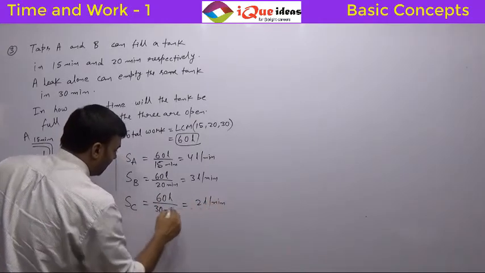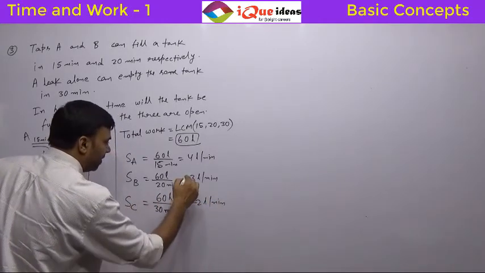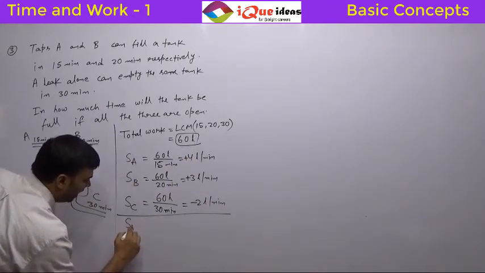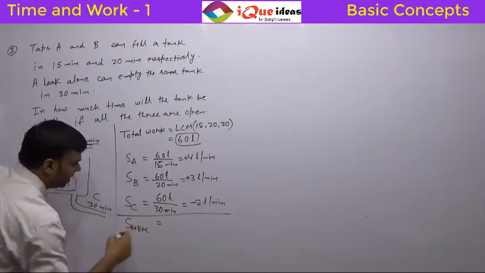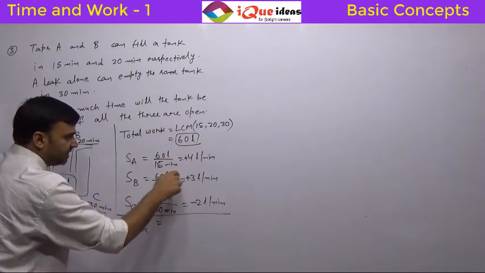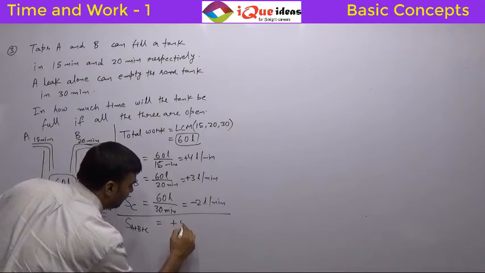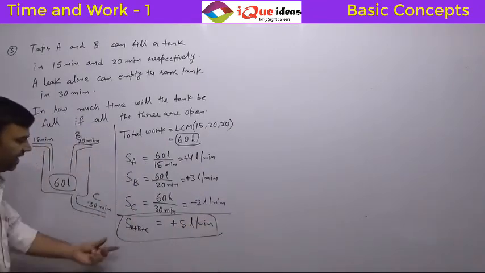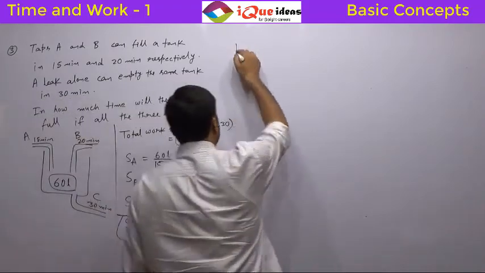But not to forget, the speed of C will be negative, speed of A and B will be positive. So what will be the combined speed of A, B, C together? Look at that carefully. If you add all of them, plus 4 plus 3 minus 2. 4 plus 3 is 7. 7 minus 2 is plus 5 liters per minute. That means the tank will be filled. See, if the net speed comes out to be positive, the tank can be filled.